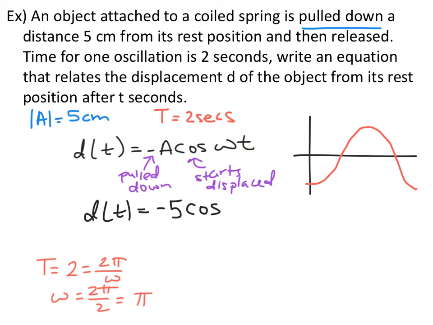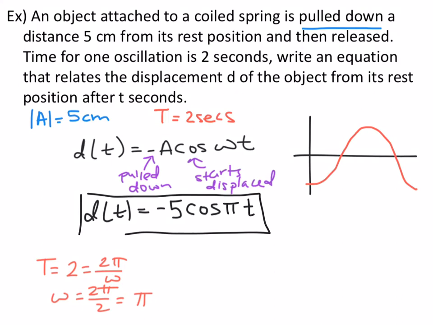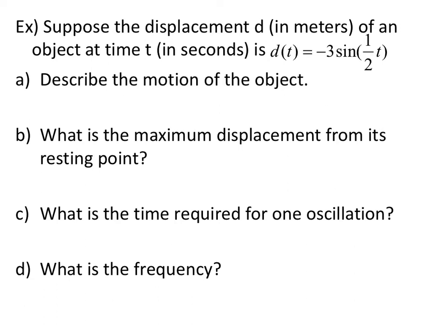Omega is pi because the period is 2, which is equal to 2 pi divided by omega. Cross multiply and you get omega to be pi. So the equation that represents this scenario in simple harmonic motion is d of t is equal to -5 cosine pi t. So now we kind of have the opposite.